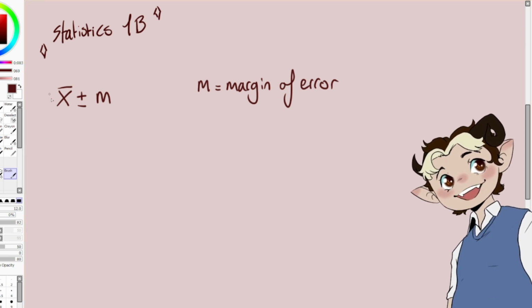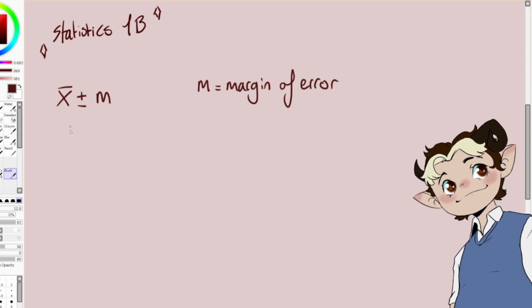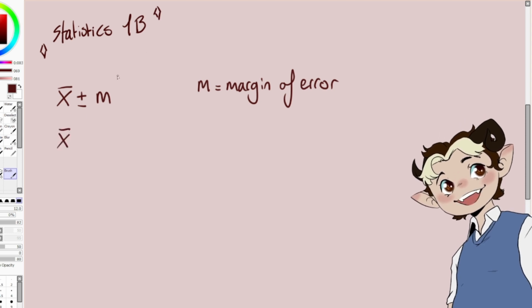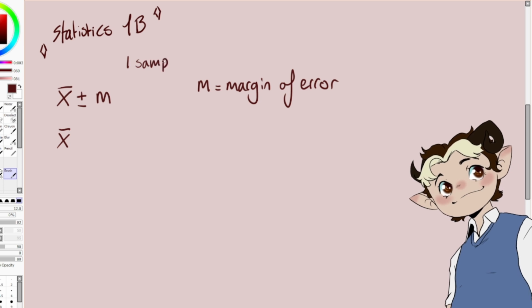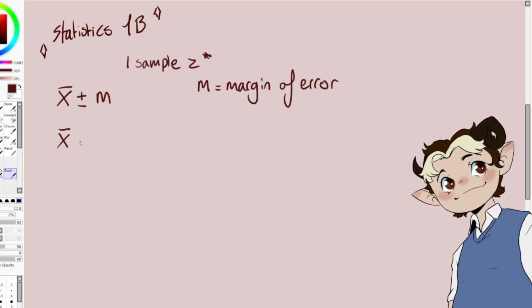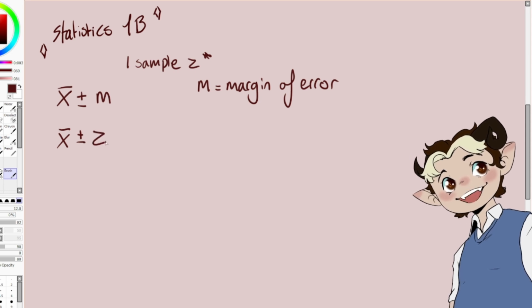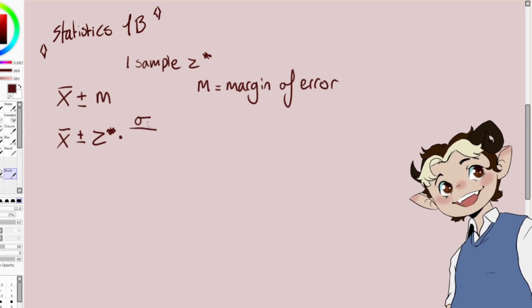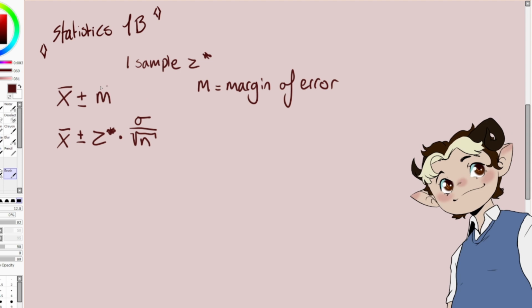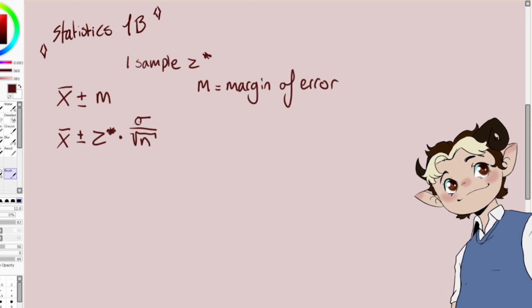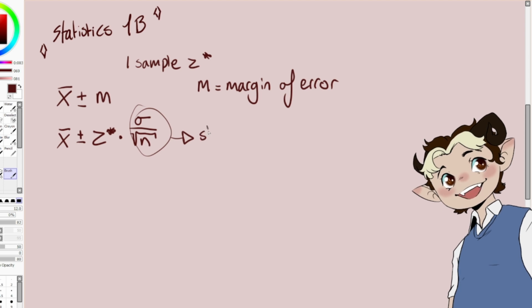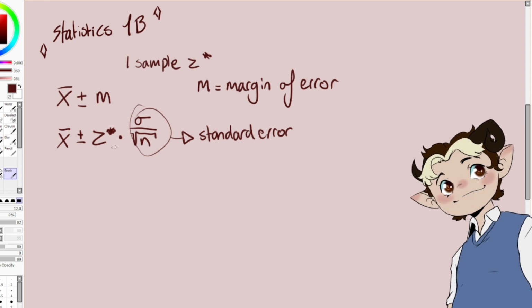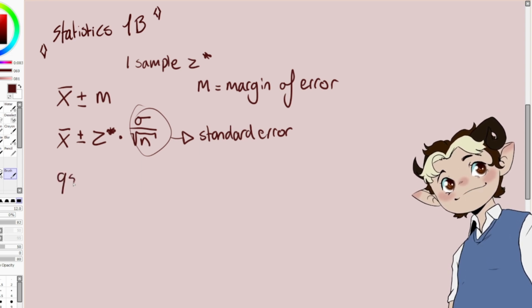How do we get our margin of error? Well, that will fluctuate depending on which type of confidence interval we use, obviously. But generally for the one sample z procedure, it is plus minus z times standard deviation divided by the root of n. This here is our standard error. And the z is determined by what level of confidence we have.